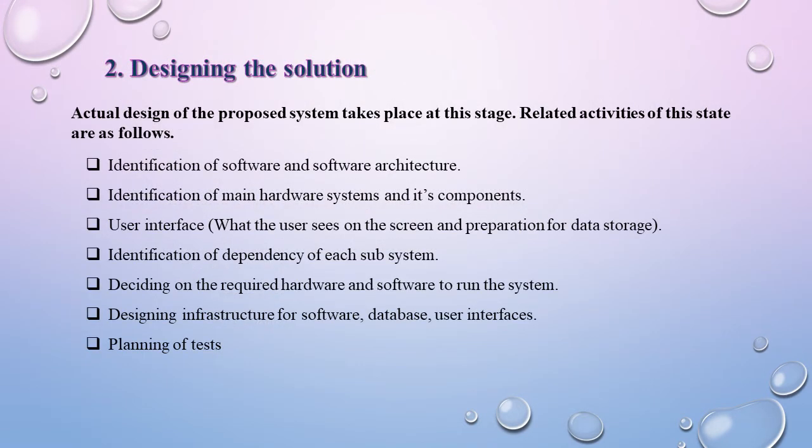2. Designing the solution. Actual design of the proposed system takes place at this stage. Related activities of this stage are as follows: identification of software and software architecture, identification of main hardware systems and its components, user interface, identification of dependency of each subsystem, deciding on the required hardware and software to run the system, designing infrastructure for software, database, user interfaces, planning of tests.